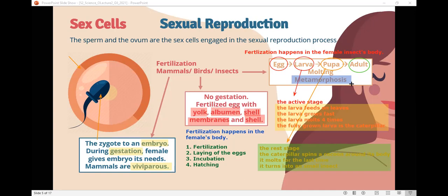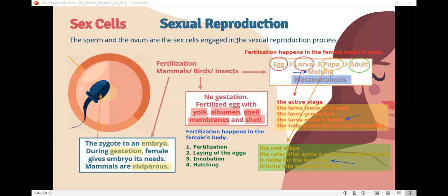This is molting. Look, Miss Fatin wrote, the larva molts four times, meaning it sheds its skin four times. The larva, the caterpillar, molts for the last time, meaning it sheds its skin for the last time. This is molting, but metamorphosis is the whole transformation. Any questions about reproduction of insects? Okay, great. Now we can start with a new lesson.